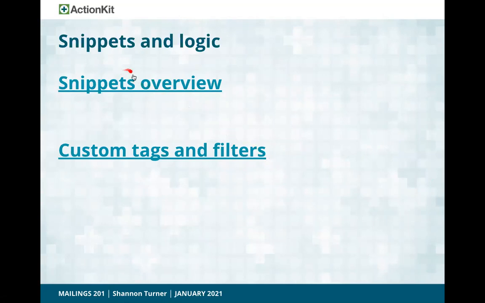The first link here is to the snippets overview, which shows all of the types of snippets that are available for you to use in your mailings. Second is our documentation on our custom tags and filters that we added into ActionKit. These allow you to do things like multiply two numbers together and show that result as a snippet. But really, the real magic comes in how these individual building blocks, almost like Legos, get combined together in your mailings.